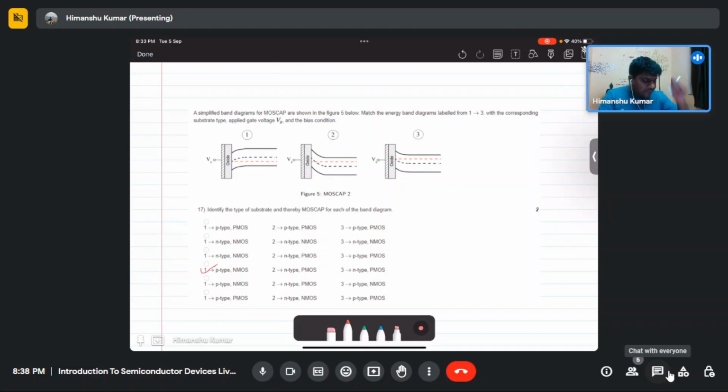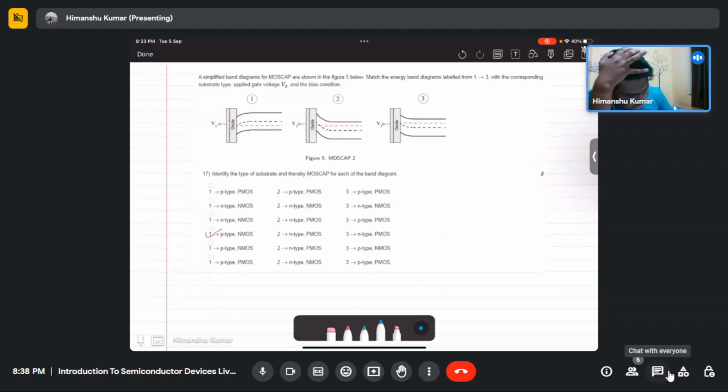Okay, on similar lines, let's move to the next problem. The next problem talks about simplified band diagrams for MOSFETs shown in figure 5 below. Match the energy band diagram labels from 1 to 3 with the corresponding substrate type, applied gate voltage and bias condition.